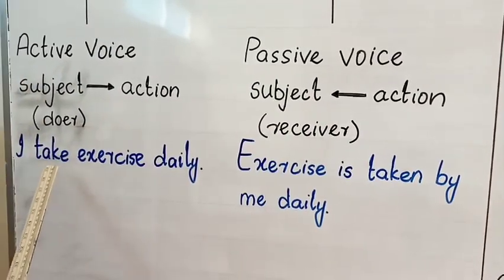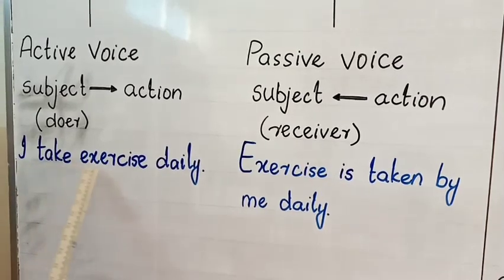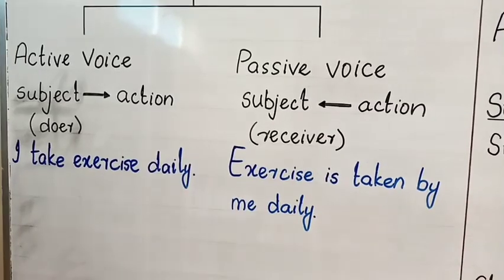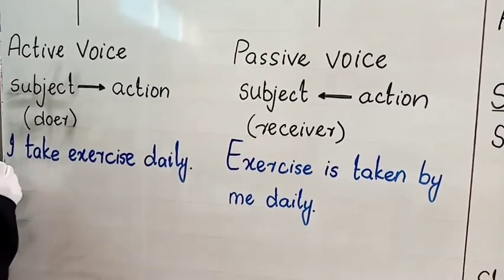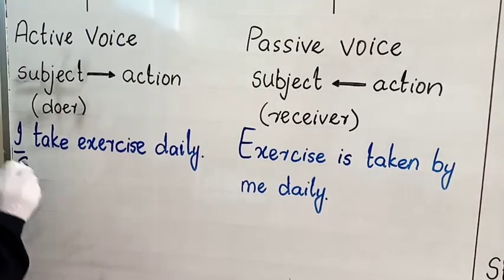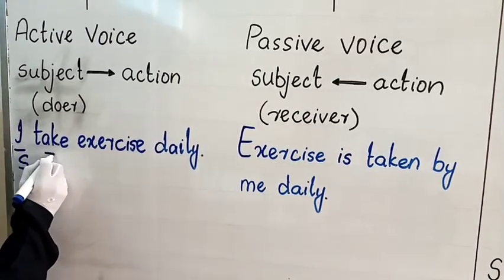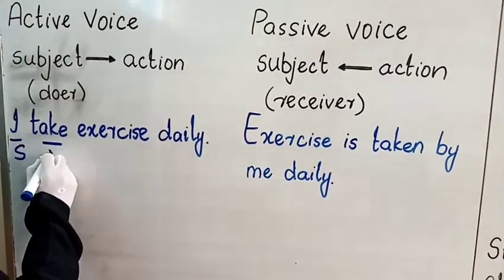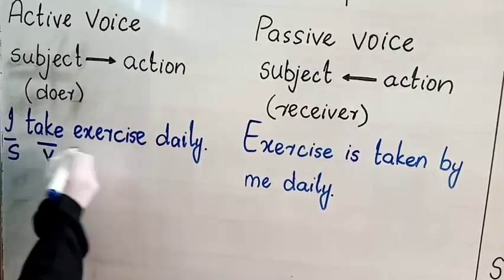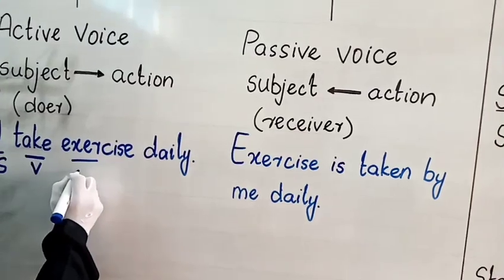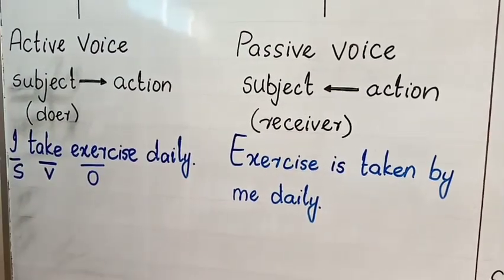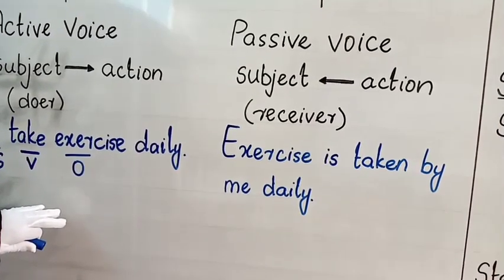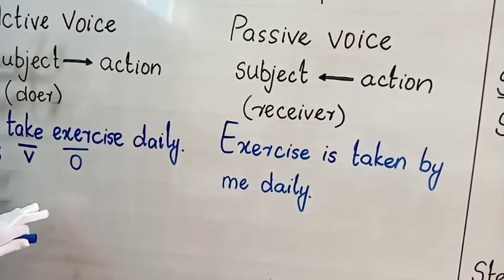Example of active voice is I take exercise daily. Here I is the subject and this subject is doing some work. This subject does this work. So this is the action and this is the object. You can say the work. So subject does some work here or subject does some action here.